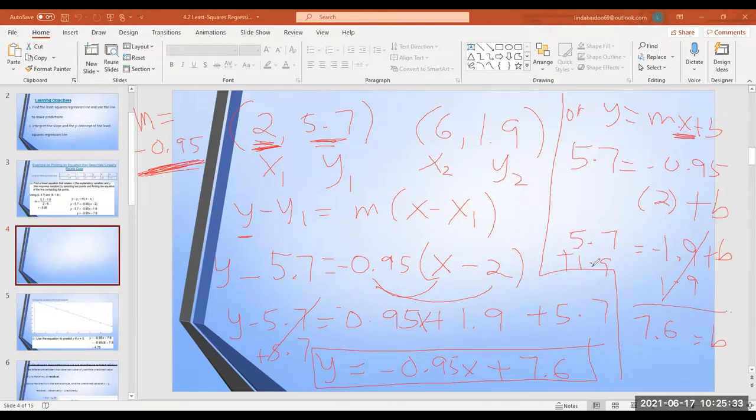So now we have a value for b, but we have to put it in the form of an equation. So now we go back to our original, and y will remain as y. M is what we got as negative 0.95. X has to always remain as x. Now we have a value for b. Our b is 7. So this is the equation of the line.